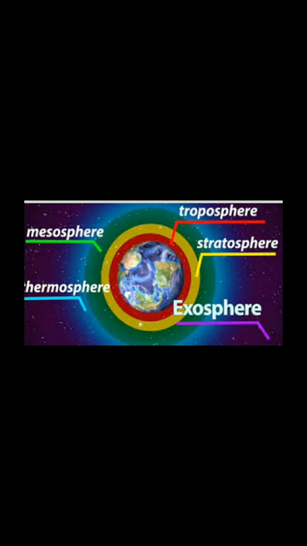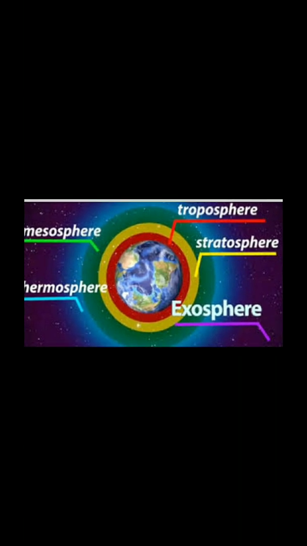So now this can be the summary for today's part: the troposphere, lowermost; stratosphere; mesosphere, coldest; thermosphere, hottest; and exosphere, the last, whose upper limit cannot be defined.